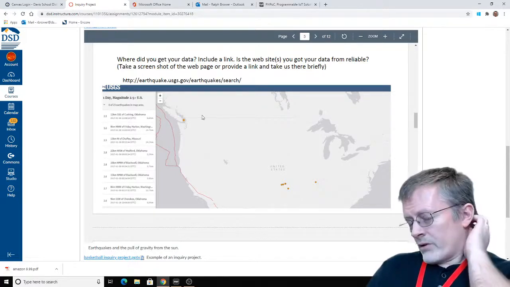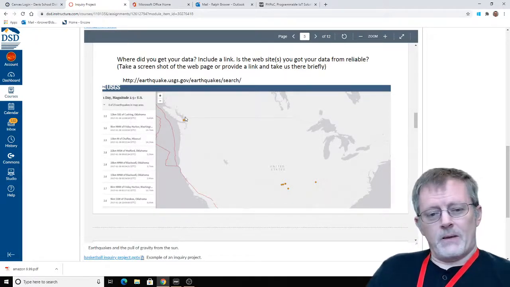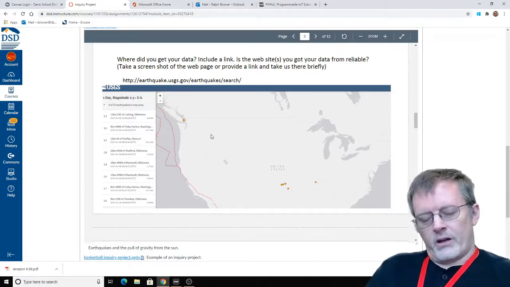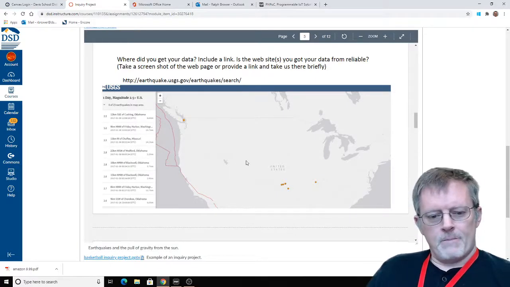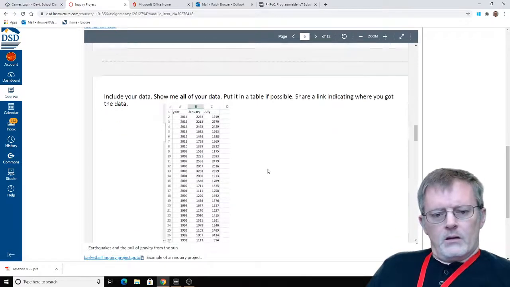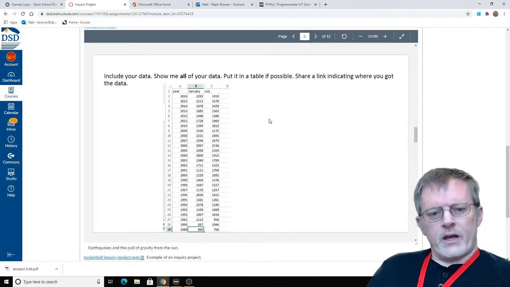The USGS is great for earthquakes because it keeps track of every earthquake above 2.5, and I can go and get that archived information. I can pull it out quite easily. So here's that data. Include your data. Show me all of your data. Put it in a table and so forth.